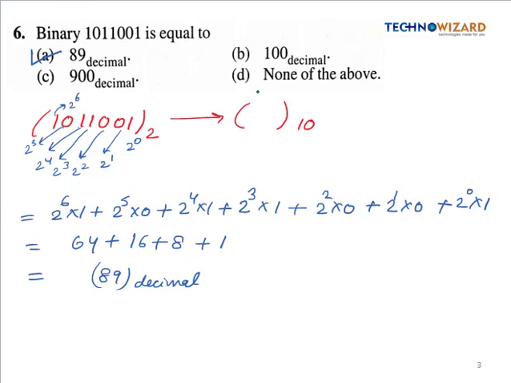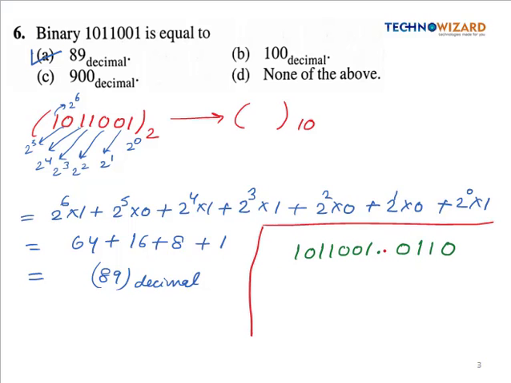Suppose the binary is given like this: 1011001, and some binary digits are present after the decimal point. Suppose this is 0110. How to solve this? If binary digits are present after the decimal point, we write 2 to the power minus 1, this will be 2 to the power minus 2, this is 2 to the power minus 3, and this will be 2 to the power minus 4.